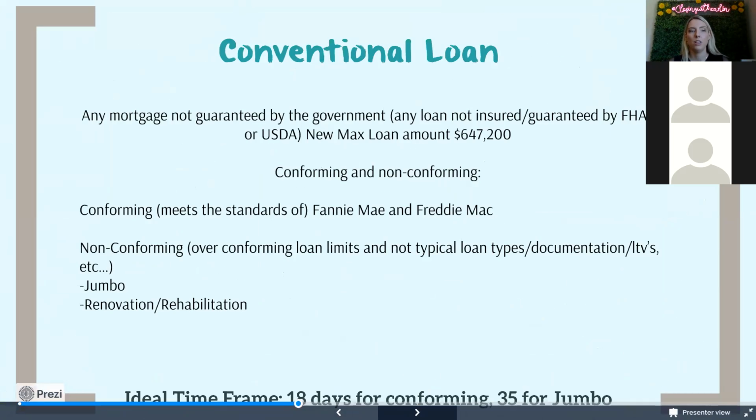So we're going to dive into a little bit about the different loans, but not too much. That will really take place in our nuts and bolts or our Mortgage 101 or 102 class. Conventional loans are any loan that's not guaranteed by the government. Our max loan is $647,200. So if they have a purchase price over that, that's totally fine, just so long as our loan amount is under that $647,200 loan amount.